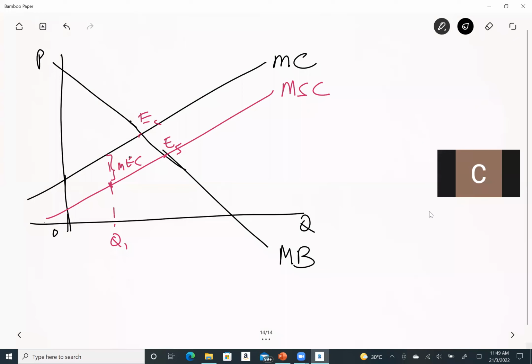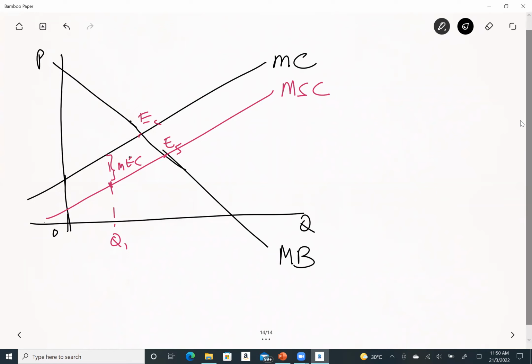Alright, good. So how do you do the comparative statics? What can you say about the equilibrium output level and the equilibrium, what do you call it? Equilibrium price.